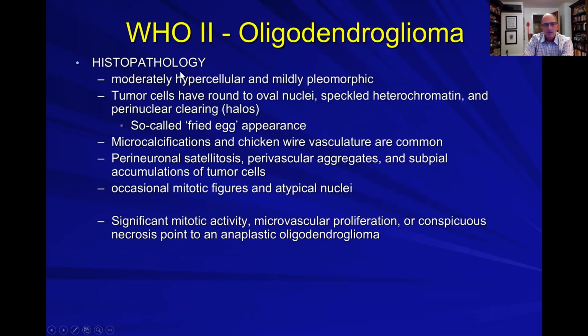So histologically, the oligotumors are moderately hypercellular with some mild pleomorphic cells. Tumor cells have round oval nuclei, speckled heterochromatin, and perinuclear clearing. Those are halos, and that's what gives this so-called fried egg appearance that you will see on your board exams. These tumors have calcifications in them, so if you suspect an oligo, go back to that original head CT and see if you see evidence of some calcification. You'll have this chicken wire vasculature in these tumors, which is common for oligos. And you'll see these other histologies. If they have significant mitotic activity, vascular proliferation, necrosis, then of course you're talking about the anaplastic oligodendrogliomas.